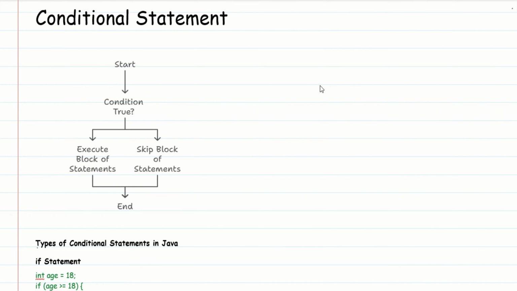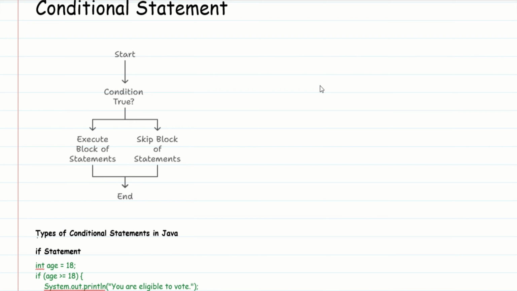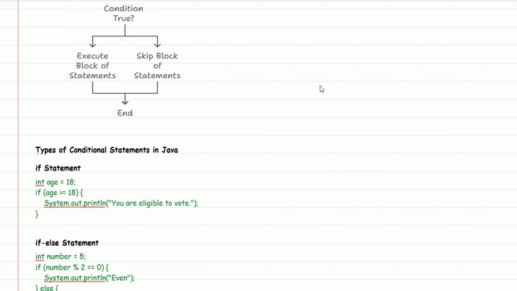In Java, conditional statements control the flow of execution based on whether a condition is true or false. They allow your program to make decisions. That is, if a certain condition is true, then a block of statements is executed, otherwise, not. We have certain types of conditional statements in Java. Let's see them one by one.